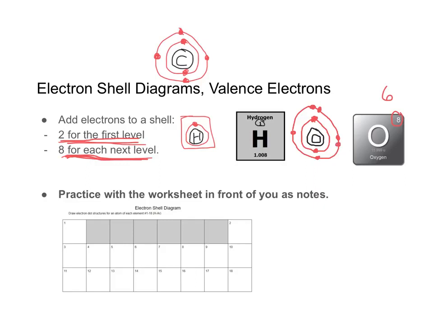So notice that I have 8 electrons in this diagram. I have 2 different levels, and I can tell which ones are my valence electrons because those are my furthest outside. I have 1, 2, 3, 4, 5, 6 valence electrons in oxygen, showing that outer ring. And so what I'd like you to do now is pause the video, take some time, and practice with the worksheet in front of you as notes.